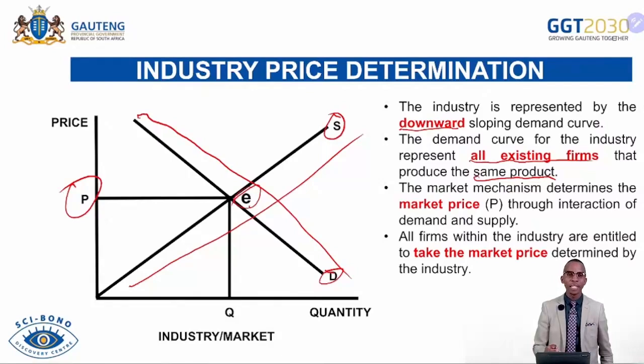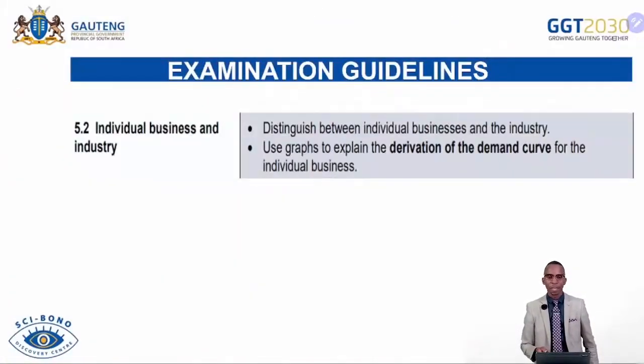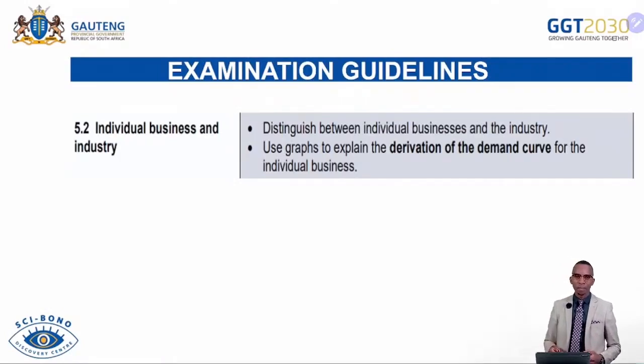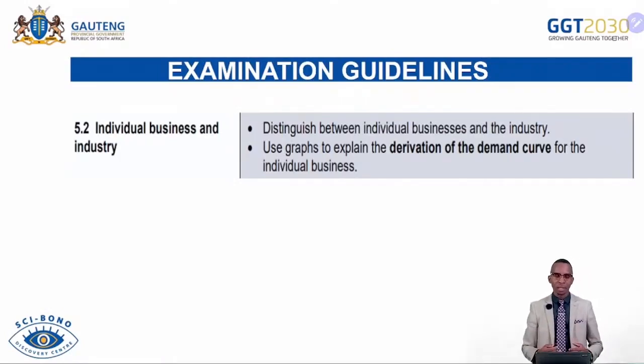If the price is 180, the firm will be selling at 180. Now we are moving to the next slide. So as for the examination guidelines, the question appears like this.